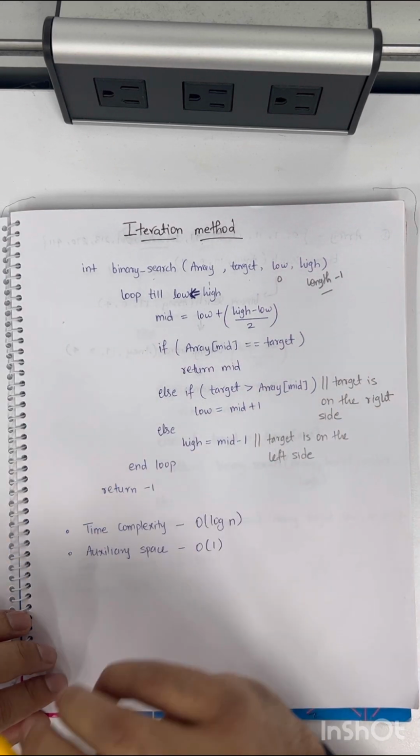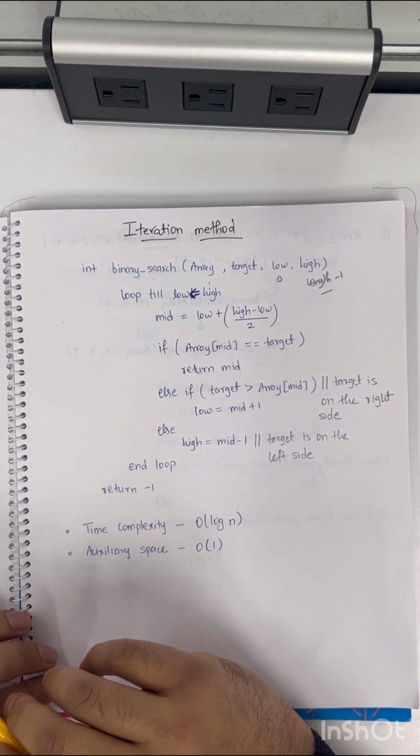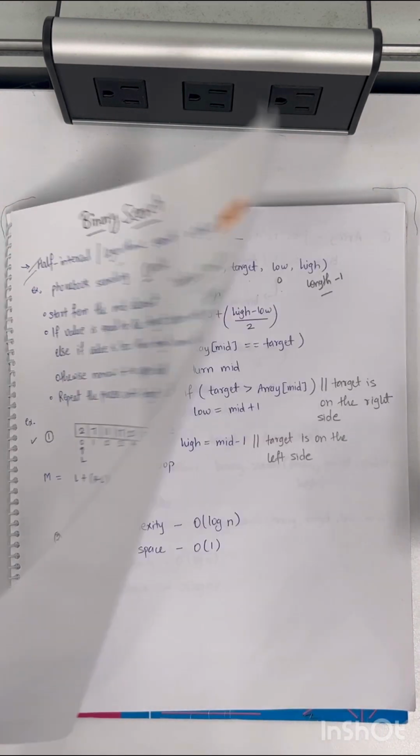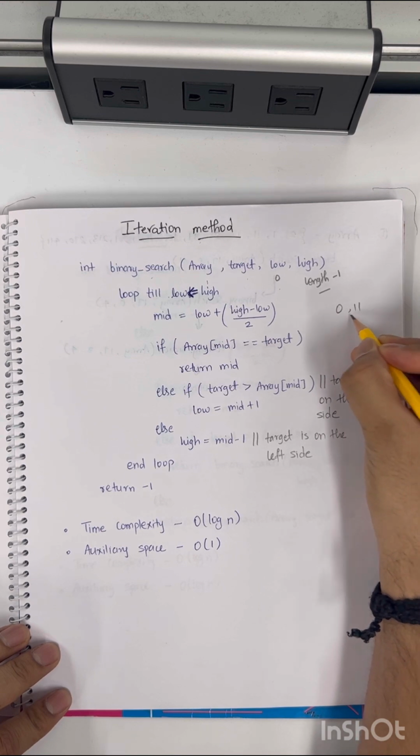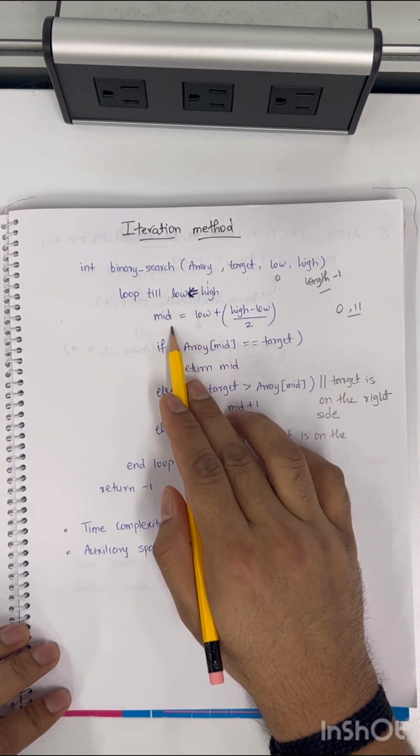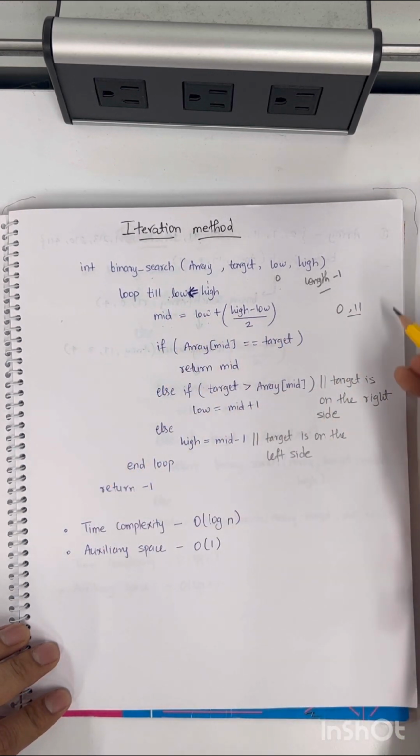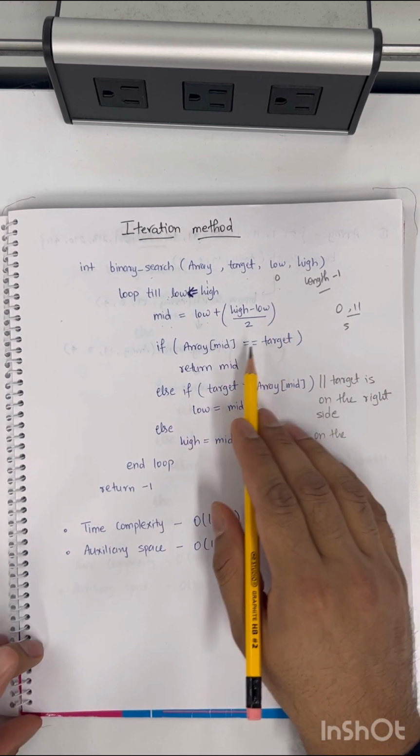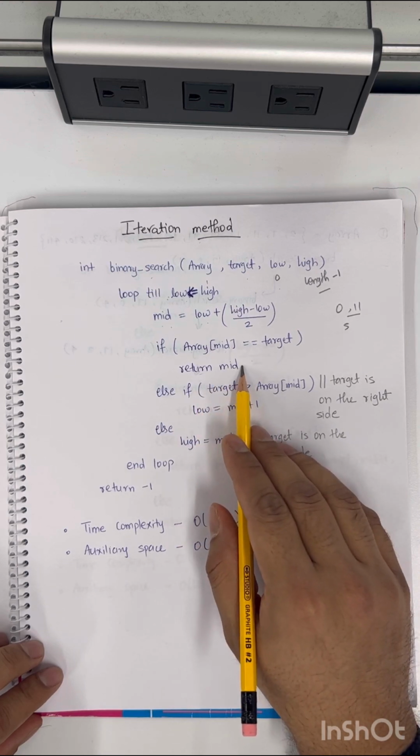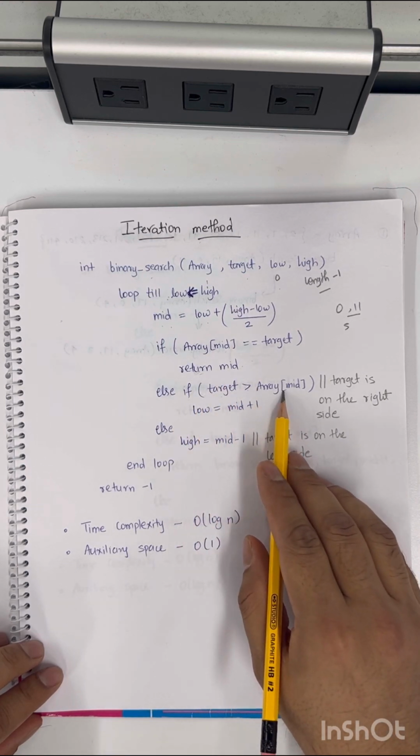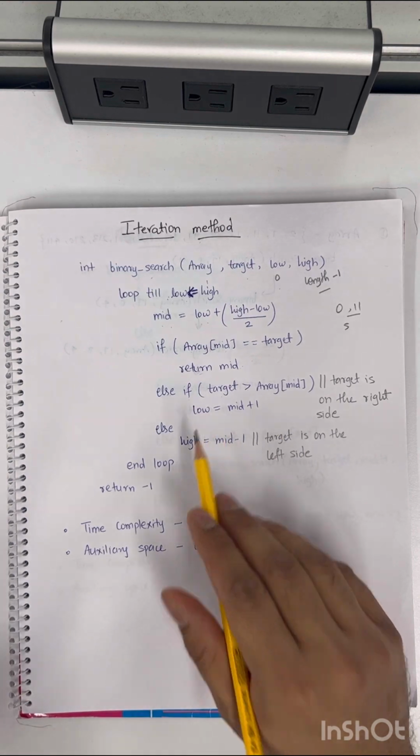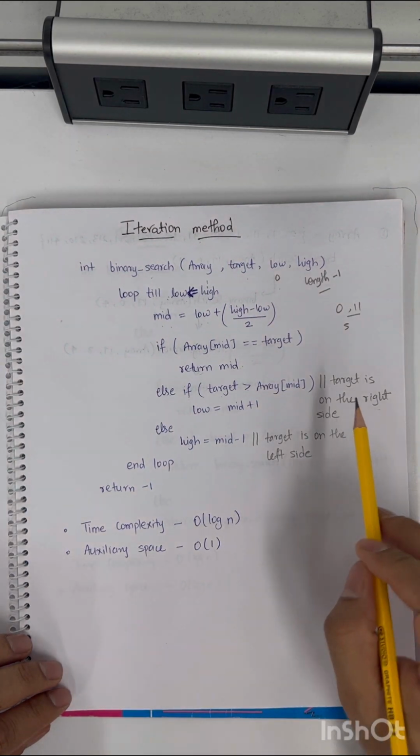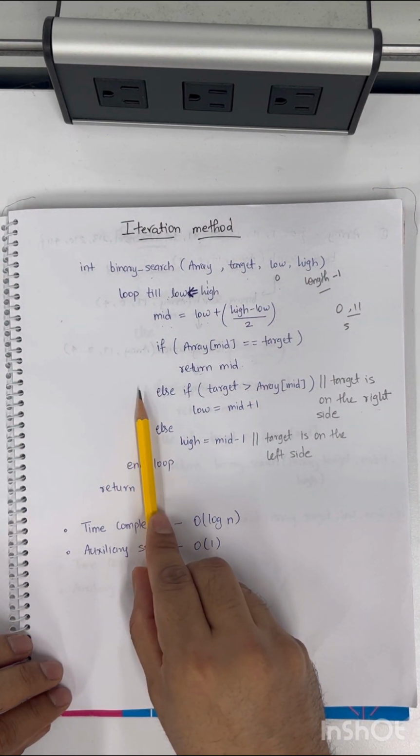What we do is loop till low is less than or equal to high. So low is 0, and the length in this case was 11, so 0 is less than 11. We go inside and calculate the mid, which we calculated in the example and got 5. We check if the mid element is equal to the target. If it is found, then we return the mid. Otherwise, we check if the target is greater than array of mid. If the target is greater, then we have to move to the right side. How do we move to the right side? We move the lower pointer to mid plus 1.